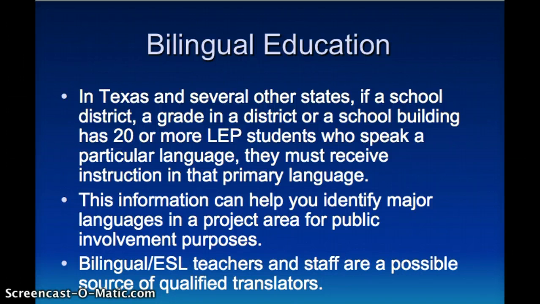There are different bilingual education programs. According to researchers, some are more effective than others. So you will learn a little bit more about each one later on in this course.